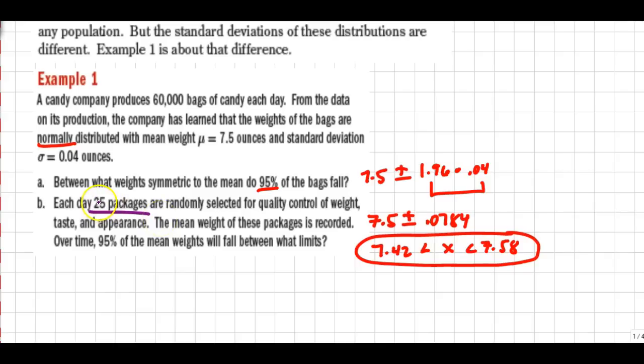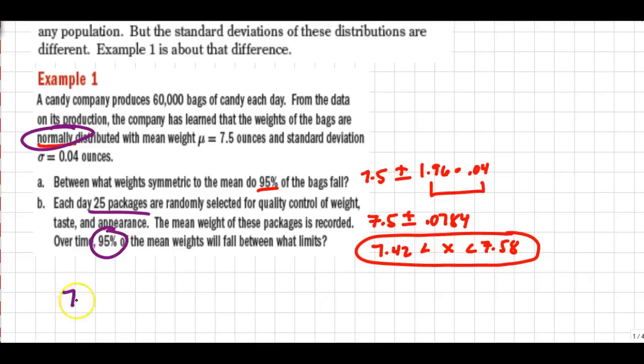Now we don't need to worry about the fact that the 25 is too small, because remember they told us that they were normally distributed. So we can proceed even though that sample size is a little small from what we would normally use. Again, we're going to do a 95% confidence interval, this time with a sample size of 25.